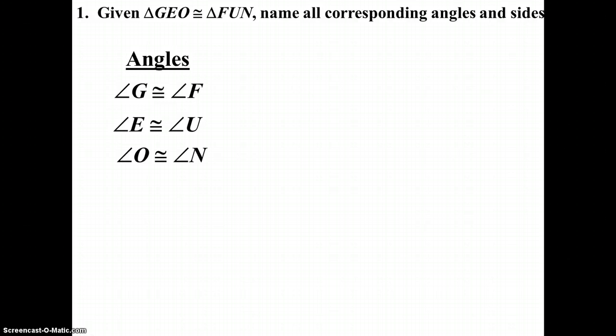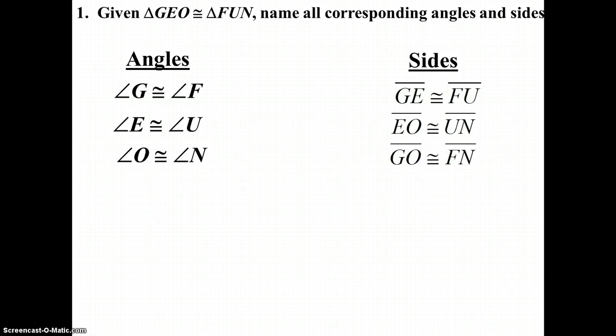Same thing with our segments. So segment GE is congruent to FU, EO to UN, and GO to FN. So even without a picture, if we have a congruency statement, everything matches up.